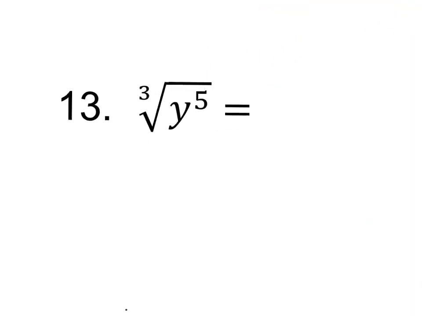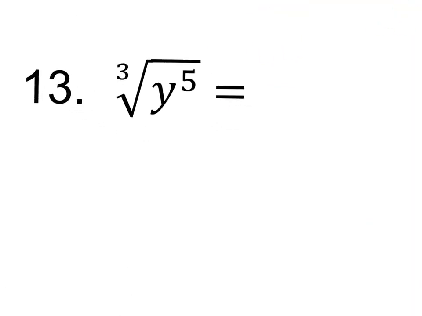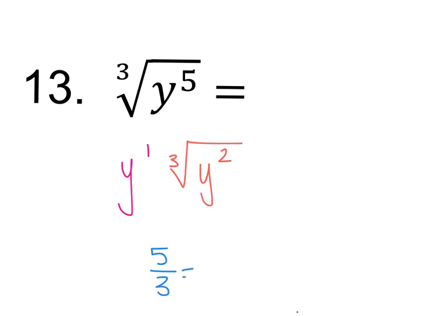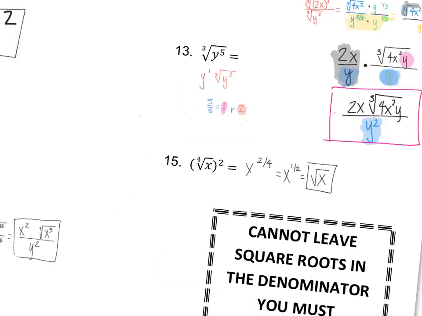Look at problem 13. I have the cube root of y to the 5th power. Well, if I divide that, 5 divided by 3 is going to give me 1. So I'm going to have y to the 1st on the outside. And then the cube root of, I'm going to have 2 left over on the inside. And again, that happens because 5 divided by 3 equals 1 with a remainder of 2. So the 1 goes outside and the 2 goes inside. The remainder goes inside. That's where those came from.